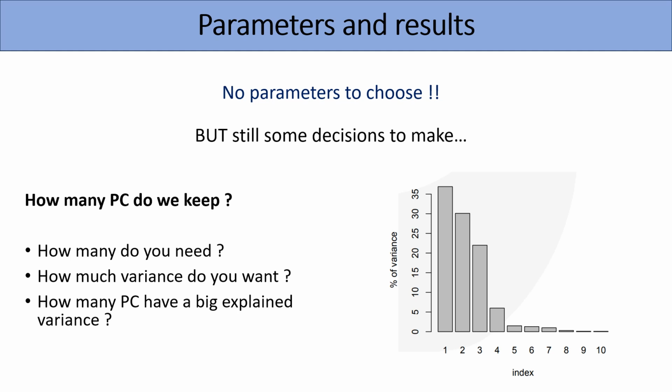We can wonder how many principal components do we need? Or for instance, how much variance do we want to keep? And finally, how many principal components have a big explained variance? For instance, we can see on the right that the first 3 principal components have a high percentage of explained variance compared to the others. This could help us set the threshold.